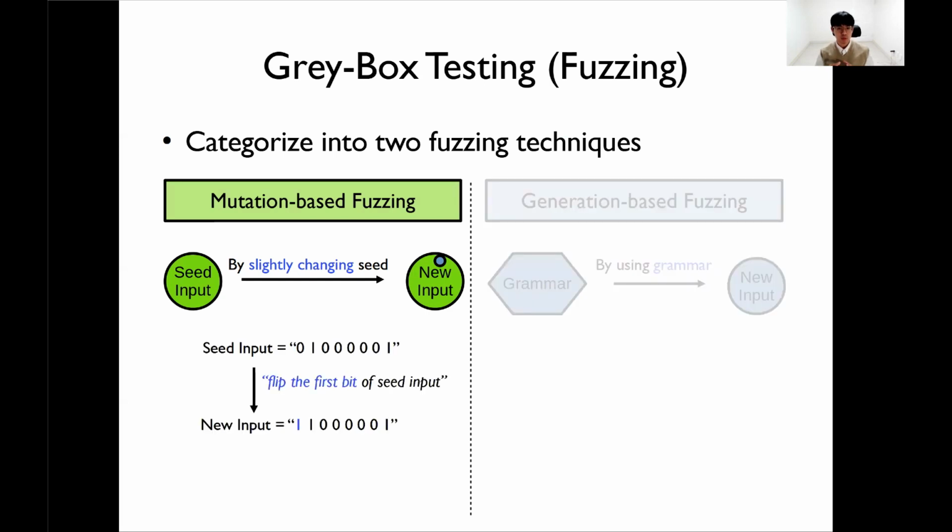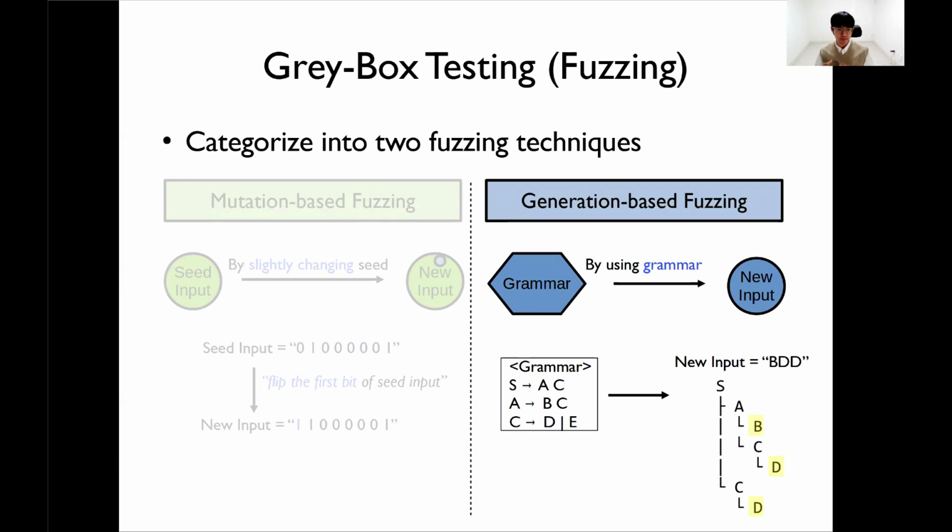For example, a mutation-based fuzzer takes a 1-byte seed as input and generates a new input by flipping the first bit of the original input. So the key decision making in a mutation-based fuzzer is where to mutate and how to mutate. This is key in mutation-based fuzzers.